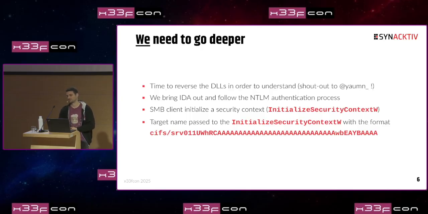So we did a bit of reversing on the DLLs loaded by the LSASS process. Shout out to my colleague Guillaume, who helped me a lot with the reversing process. We brought in IDA, and we first followed the NTLM authentication process. In short, the SMB client here, the machine, will initialize a security context. It will call the InitializeSecurityContextW function. The target name will be passed to the function with a specific format: the service name followed by the specific record that we want to coerce. So basically, the host name followed by the marshaled structure.